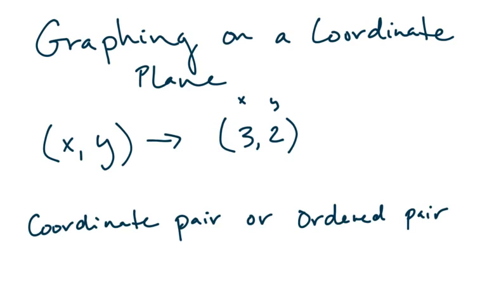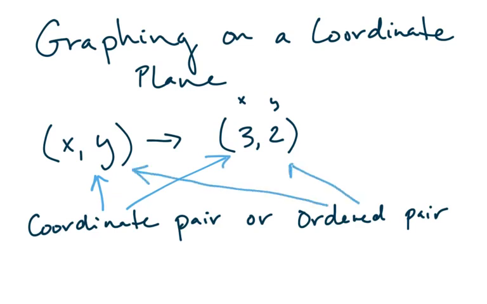Your teacher might say, what is the answer to number 6? And you would say 3, 2 if it's a coordinate pair. Or your teacher might say, what's the y value for the ordered pair? It's 2. So this is a coordinate plane, and these are coordinate pairs or ordered pairs.